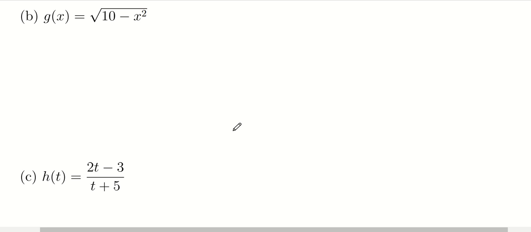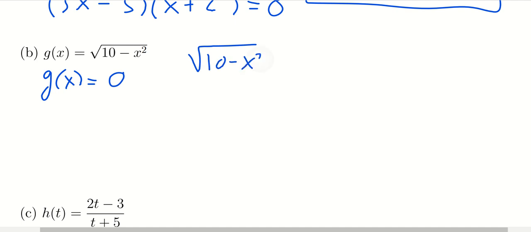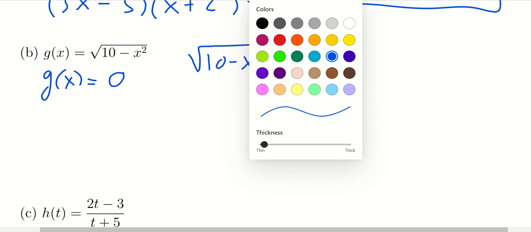Let's take a look at the next one. We want to find the zeros of g of x, which is equal to the square root of 10 minus x squared. To find the zeros, we're going to take the function, set it equal to 0. We need to solve where the square root of 10 minus x squared is equal to 0. This is one of our radical equations.